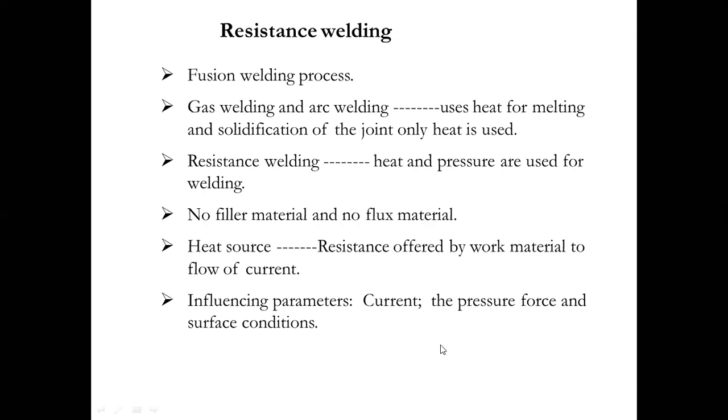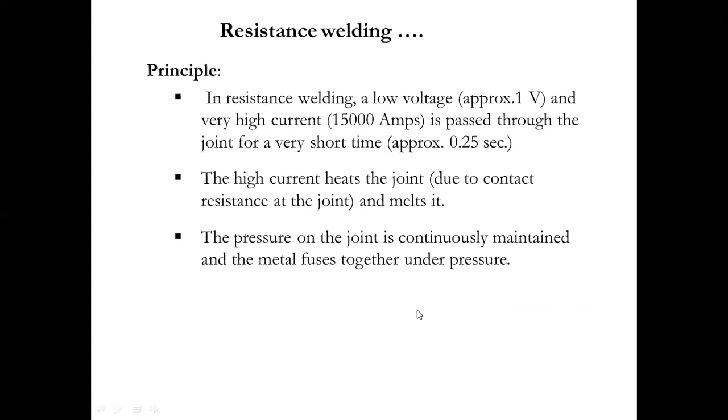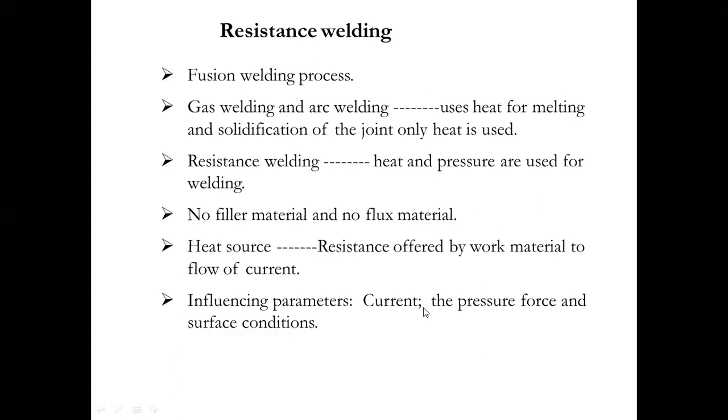So the parameters of resistance welding are current, pressure, and surface conditions. These two are very critical in resistance welding: current and pressure. If you don't give a sufficient amount of pressure, then the two pieces will move out and it will not stick, or it will not create a spot, right?